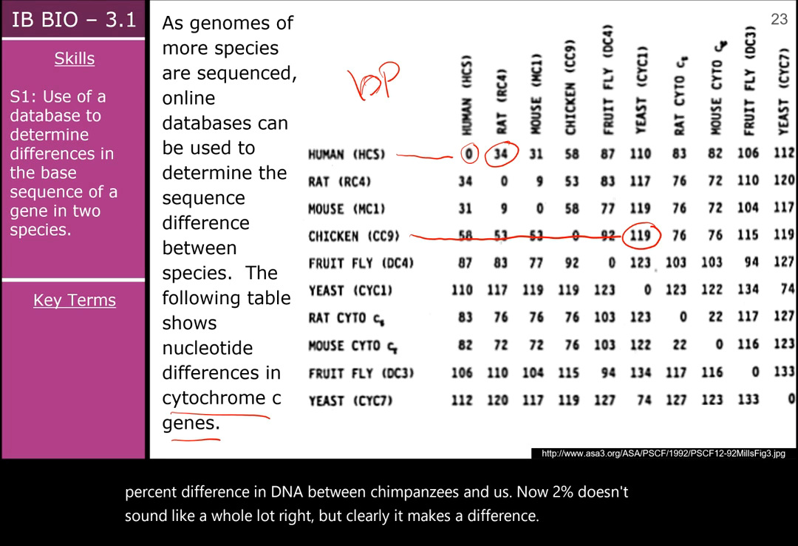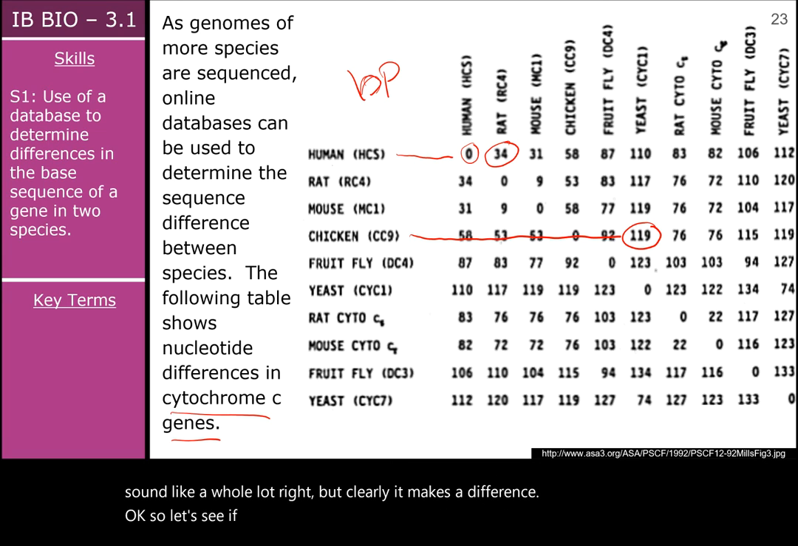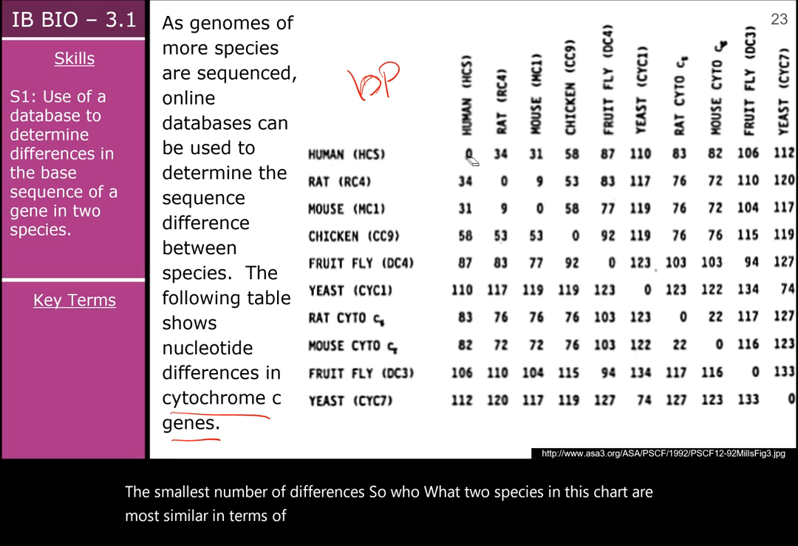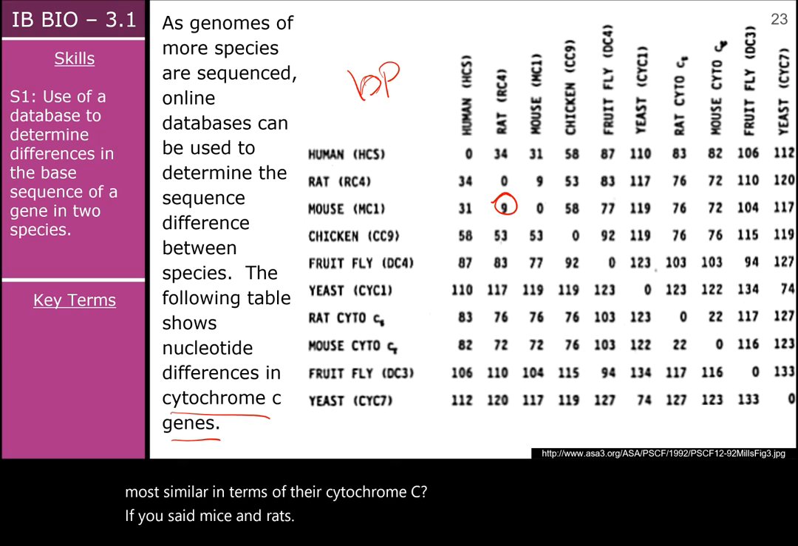Okay, so let's see. If you were looking at this chart and you had to find the smallest number of differences, so what 2 species in this chart are most similar in terms of their cytochrome C protein? If you said mice and rats, you are correct. And that makes sense because mice and rats look like they're pretty similar, right?